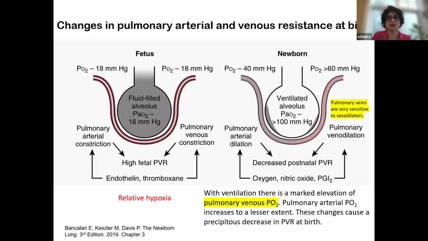And here you see the changes in pulmonary resistance. There's not much difference in the fetus. If you look at the PO2 between the pulmonary artery and the vein, it's the same. However, in the newborn, because of the ventilated alveolus with a nice PO2, you see there's a difference in the pulmonary artery and venous oxygen. But pulmonary veins are very sensitive to vasodilators, and that will help reduce both of them; pulmonary artery and venous dilatation reduces the postnatal pulmonary vascular resistance.